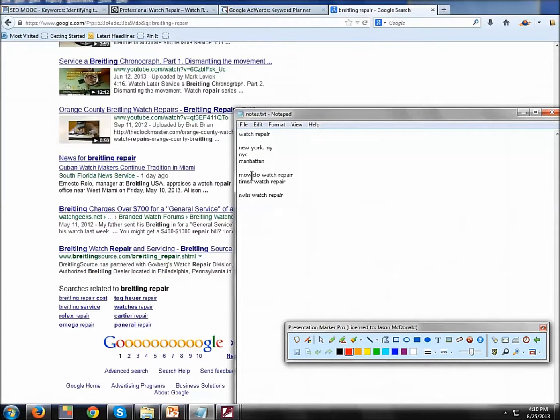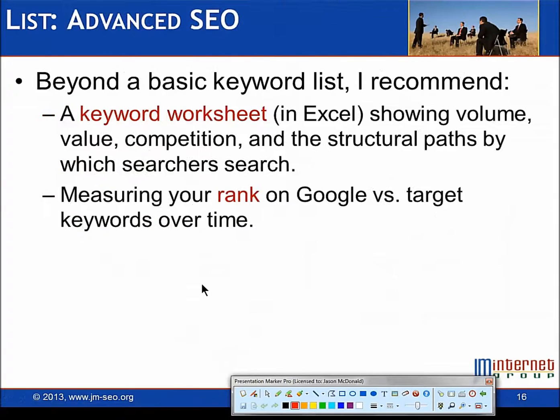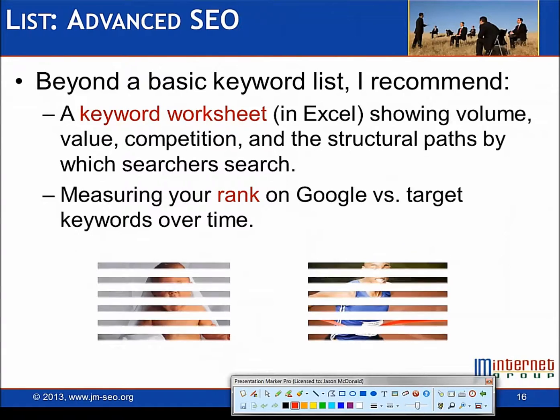In the next class, we're going to learn where you put these. Where you want to end up is a keyword list. That's the minimum thing you want to end up with. And you want to start paying attention to the volume and value and competition. That's where this is all going. All right, so beyond a basic keyword list, and this again is our basic free class. In our more extensive training, I teach you how to build a keyword worksheet and how to really get into the nitty-gritty, how to measure rank, etc. But right now, let's just get a list.